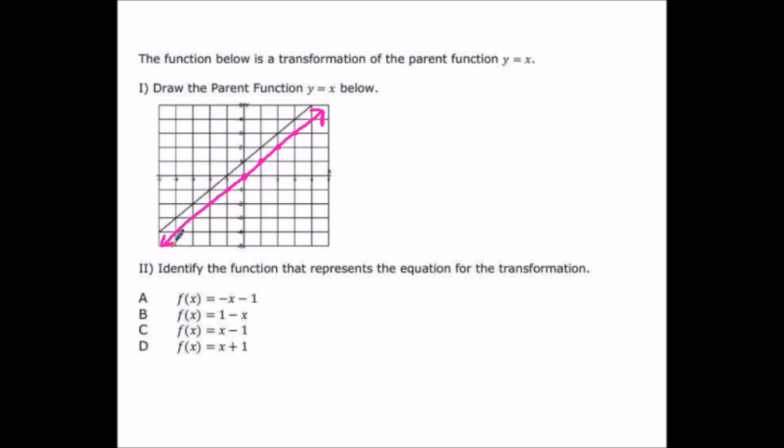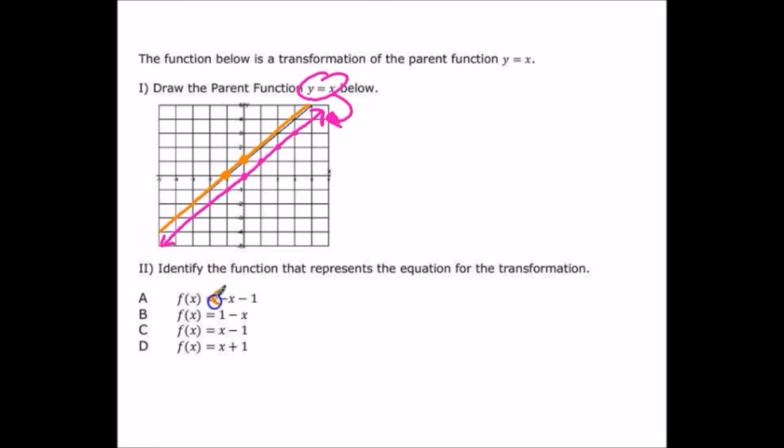But it says identify the function that represents the equation for the transformation. If P is your original parent function, the question is, what is the other graph going to be? So this bad boy, I'm going to draw it in orange, okay? So what transformation happened? Now I have 2 choices here. Since it's linear, it either moved up 1 or it moved to the left 1. Now, both of those transformations happened, but let's go ahead and look at the answer choices down here.